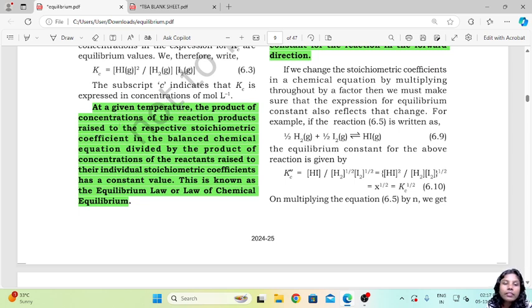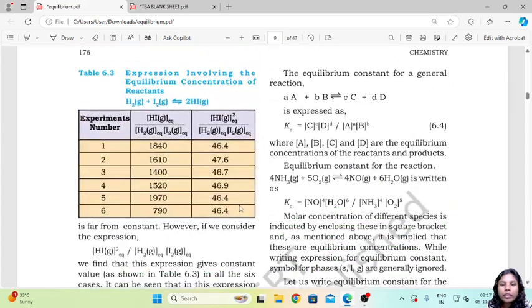So now at a given temperature, the product of the concentrations of the reaction products raised to the respective stoichiometric coefficients in the balanced chemical equation, divided by the product of the concentrations of the reactants raised to their individual stoichiometric coefficients, has a constant value. This is known as the equilibrium law or the law of chemical equilibrium. Now this whole statement is basically the Kc equation in terms of words. So that is known as the equilibrium law or the law of chemical equilibrium.